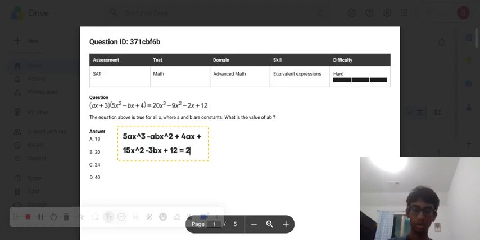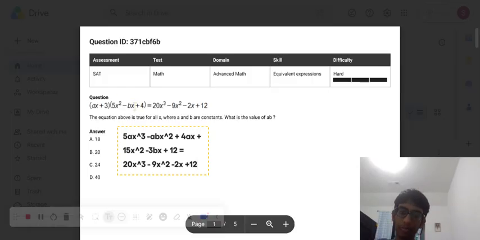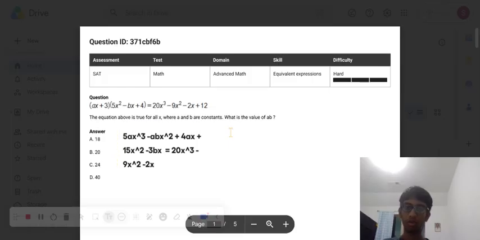And this would be equal to 20x to the third minus 9x squared minus 2x plus 12. Now we can simplify this a bit. The 12s will get removed. And what you can do next is look at what you have here. We see that 5a will be equal to 20, right?